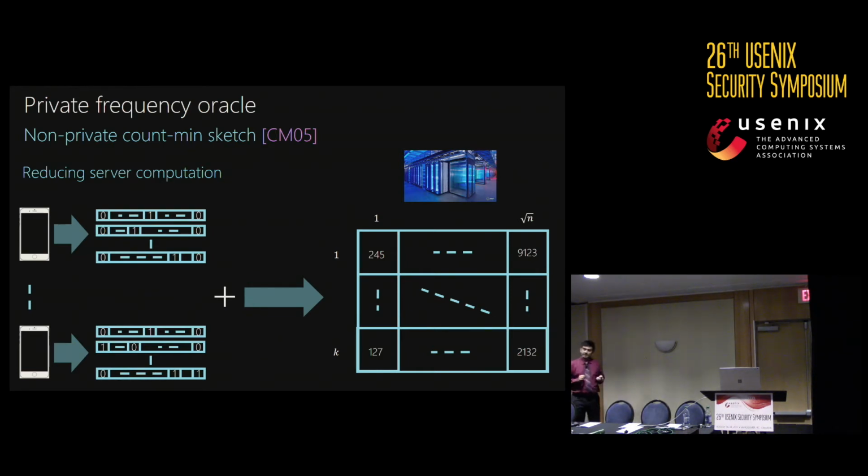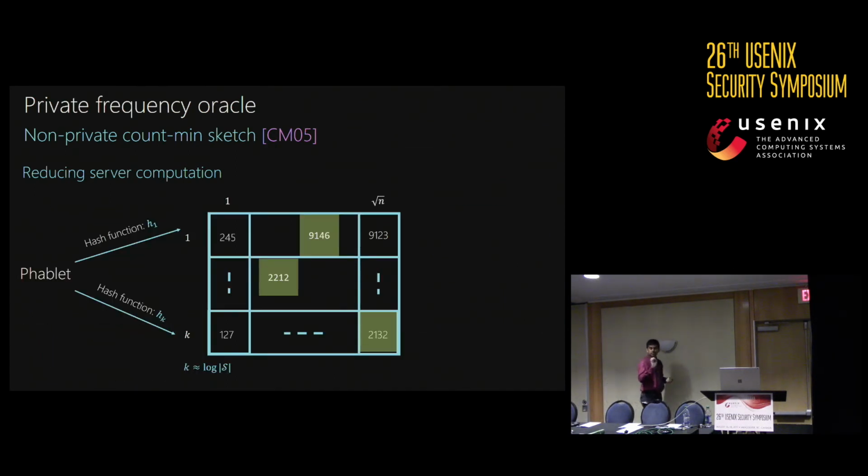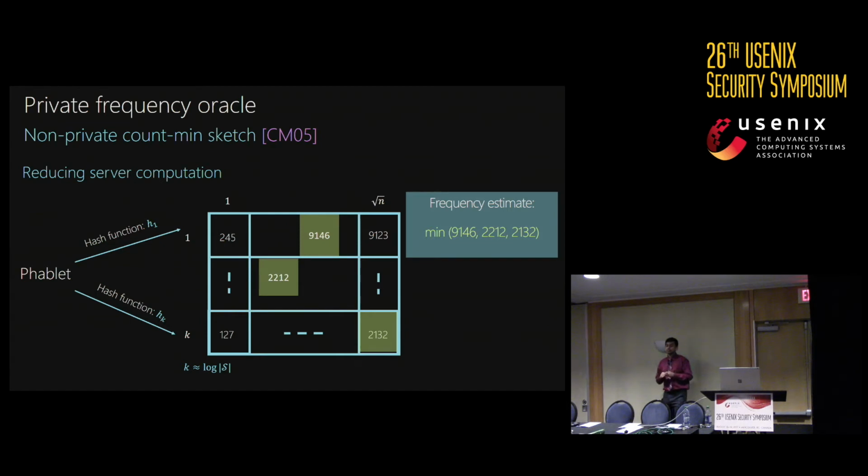And now comes the interesting part. To estimate the frequency of a particular term, what the server does, it takes the k hashes of this term, and goes to the corresponding bins, denoted in this yellow, takes their values, takes the mean of them. And hence the term count mean sketch. And that is the estimated frequency.